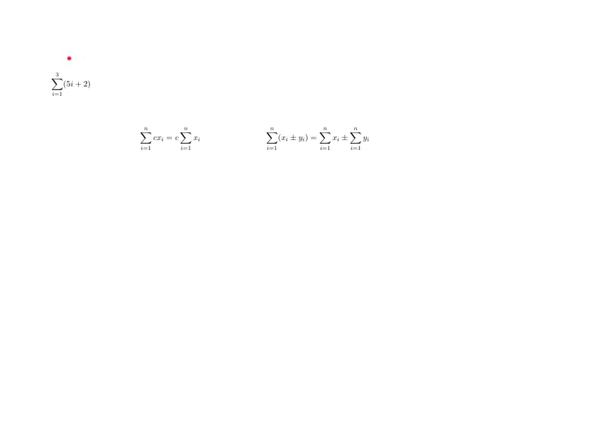So on the previous slide, we looked at this sum, and just to write it out again, we said this was equal to 5 times 1 plus 2, then add on to that 5 times 2 plus 2, and then finally add on to that 5 times 3 plus 2. And we said the answer was 36.